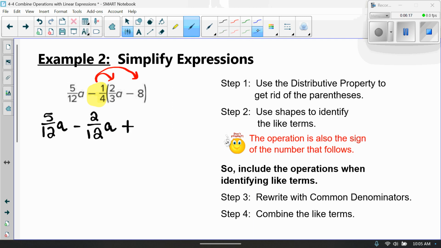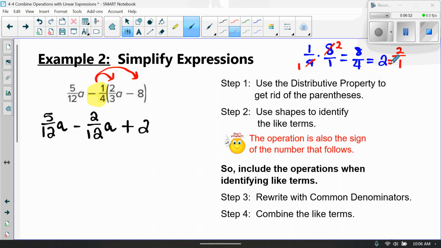Now let me go over here to show you this. So this is 1/4 times 8 over 1. You see? This is going to be 8/4, which is equal to 2. So this negative 1/4 times a negative 8 is going to be a positive 2. You could also simplify before you multiply over here. See? 1 and 2. That would give you 2 over 1, which is equal to 2.